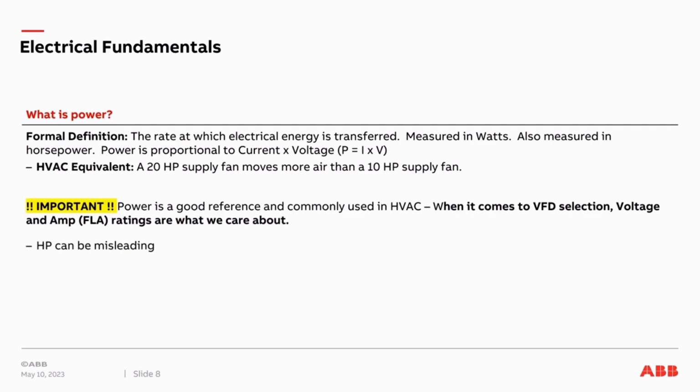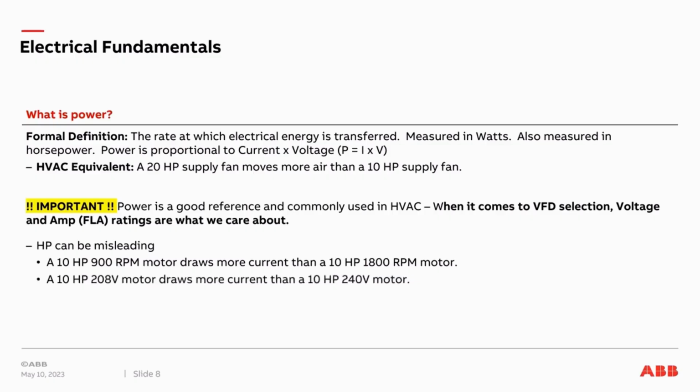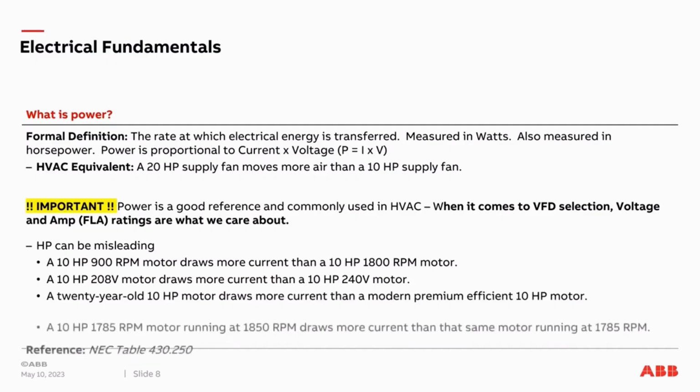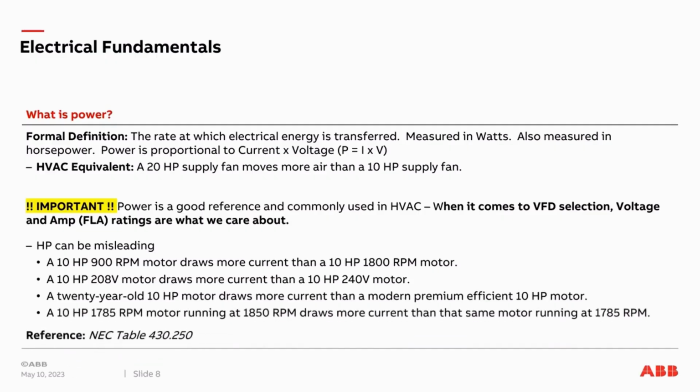Horsepower can be misleading. A 10 horsepower 900 RPM motor, which is a low RPM motor, draws more current than a 10 horsepower 1800 RPM motor. A 10 horsepower 208 volt motor draws more current than a 10 horsepower 240 volt motor. And a 20-year-old 10 horsepower motor draws more current than a modern premium efficiency motor. A 10 horsepower 1785 RPM motor running at 1850 RPM draws more current than the same motor running at 1785 RPM.